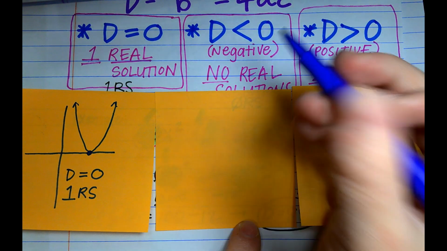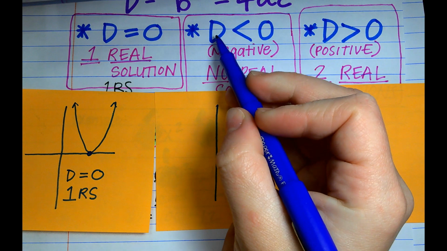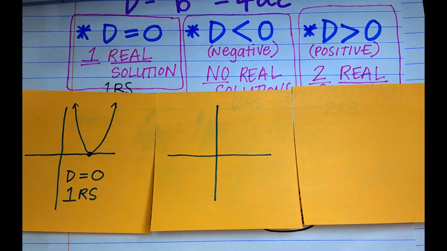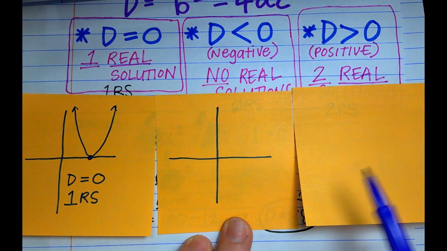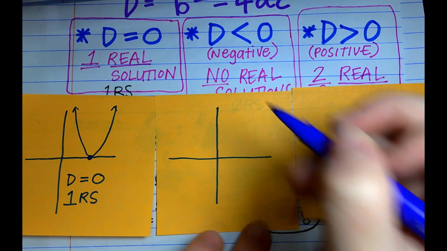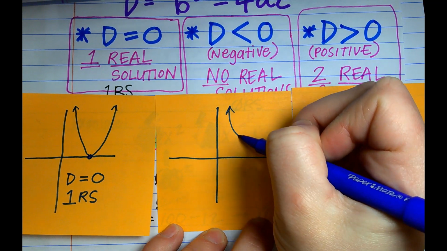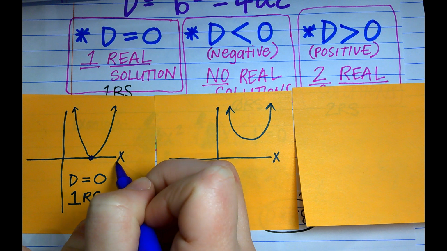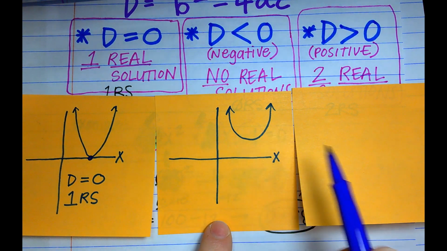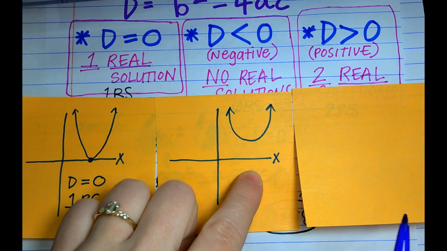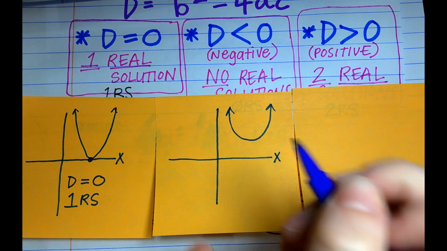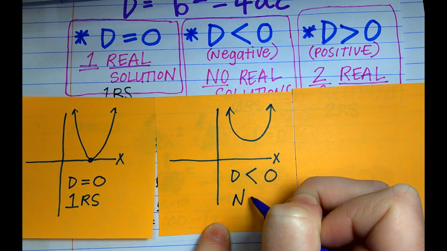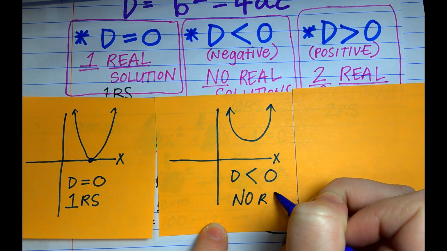Now, whenever we see the next option, the negative answer for your discriminant, or D is less than 0, we have no real solutions. This is going to mean that your graph doesn't touch the x-axis. This is the x-axis, the one that goes left to right. It doesn't touch it at all. There would be no x values found here. So when D is less than 0, no real solutions.